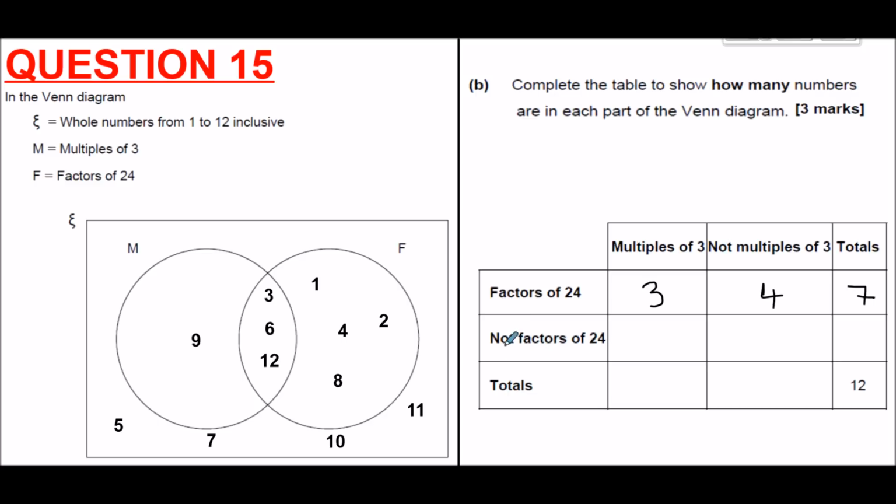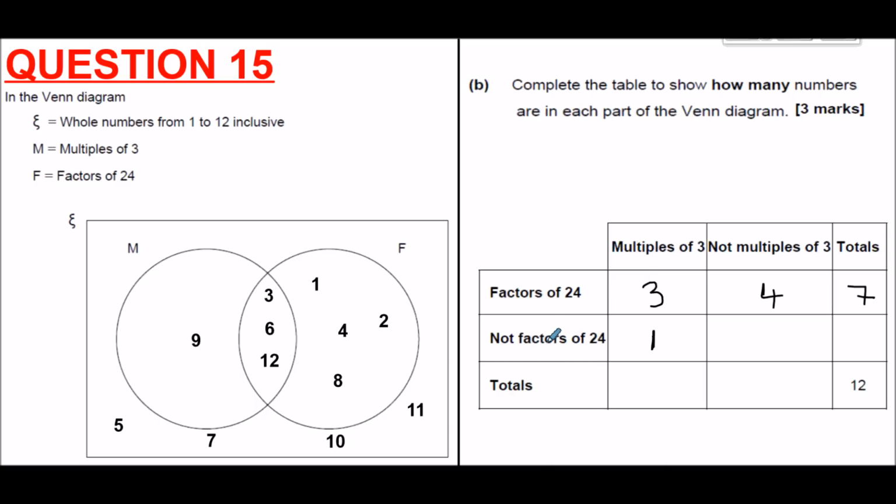Now the ones which aren't factors of 24. So all these numbers around here aren't factors of 24. Which aren't factors of 24 but is a multiple of 3? That's just number 9 on its own here. It's outside the factor circle, but it is a multiple of 3 on its own. So it's just one value there, which is not a factor of 24, but is a multiple of 3.